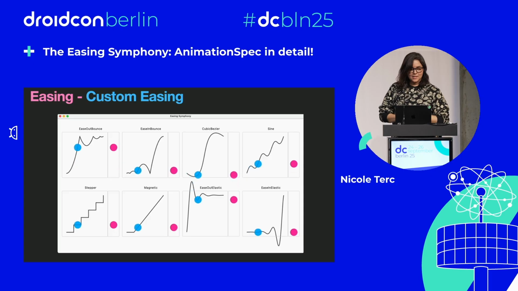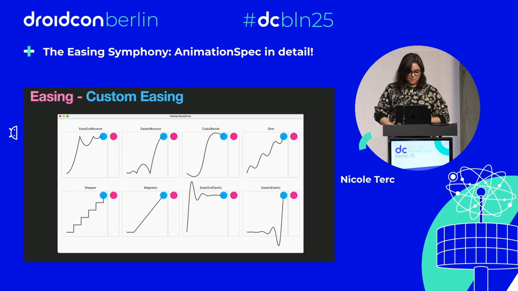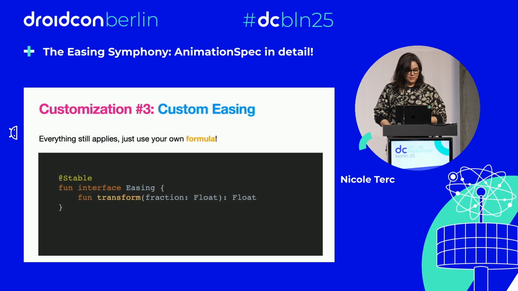And with this, I'm going to actually leave easing behind because regular easings are boring. So let's jump into customization number 3, custom easings. Now, when talking about custom easings, everything still applies. This is still going to be talking about the speed of how your animation is going to be played. But the difference is that you're going to be providing your own formula.